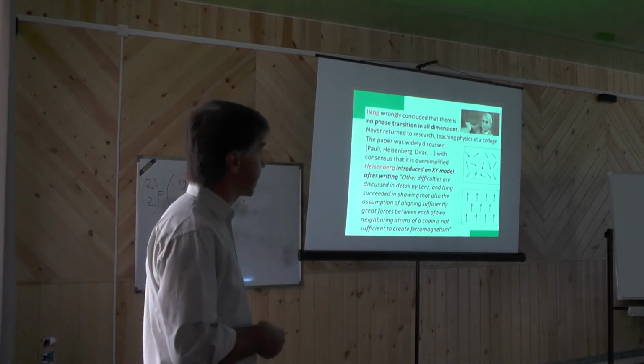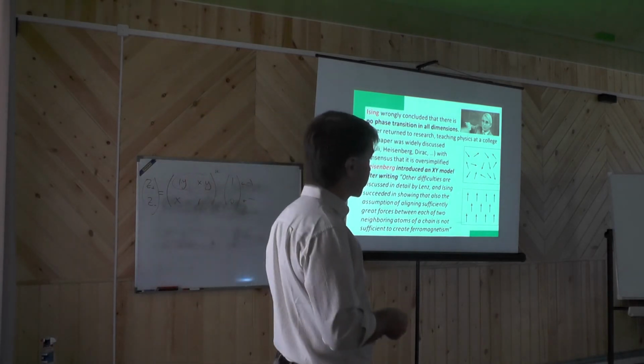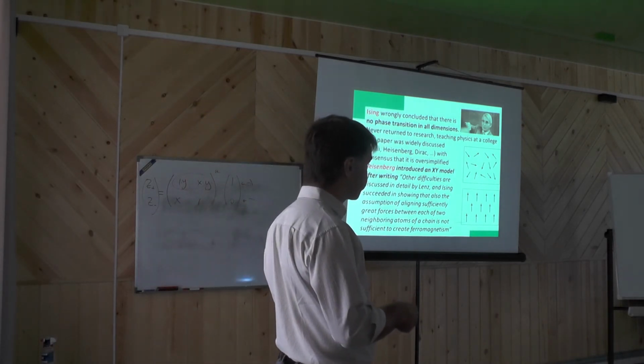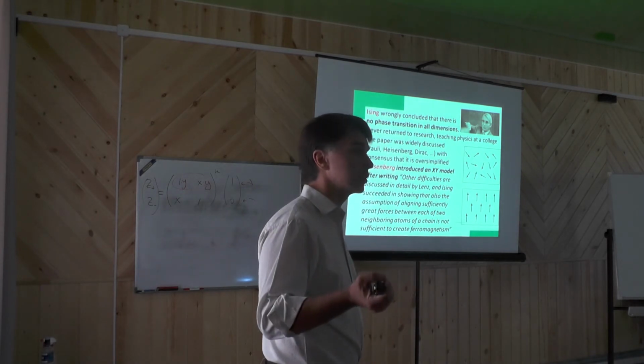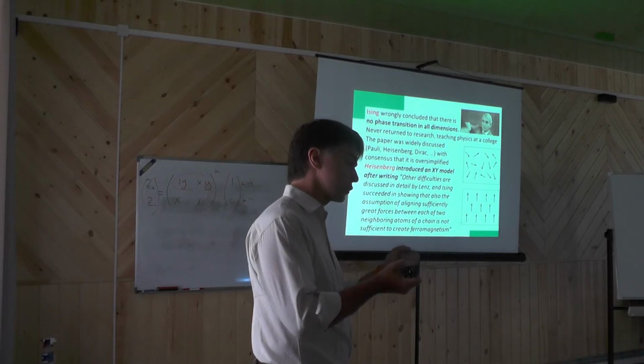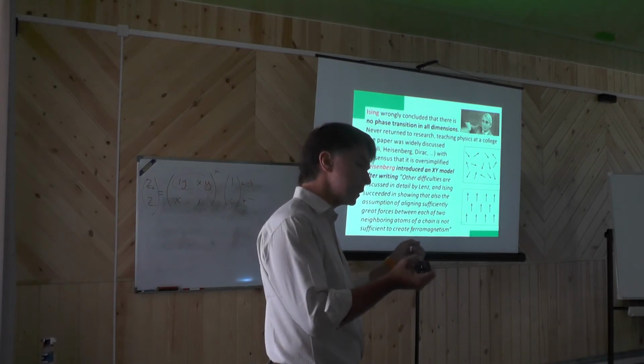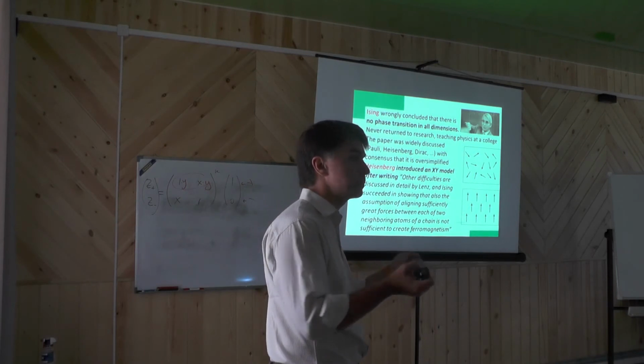another famous model is the XY model of Heisenberg. It's just the same model, but instead of plus minus spin, you have spins which can point in any direction. And then the force of interaction between two nearby atoms is the exponent of a scalar product of these spins.